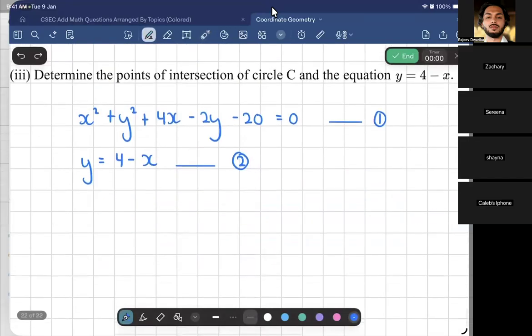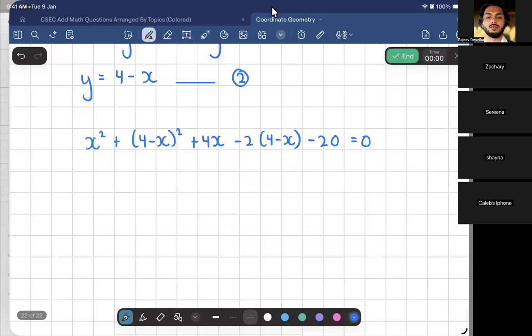Anywhere I see y now, I'm going to put 4 minus x. So I'm going to put that in brackets here. (4 minus x) squared plus 4x minus 2 times (4 minus x) minus 20 equals 0. Okay, Zachary, let me continue. So I'm going to write back x squared. Expand this for me. So I get positive x squared minus 8x plus 16.